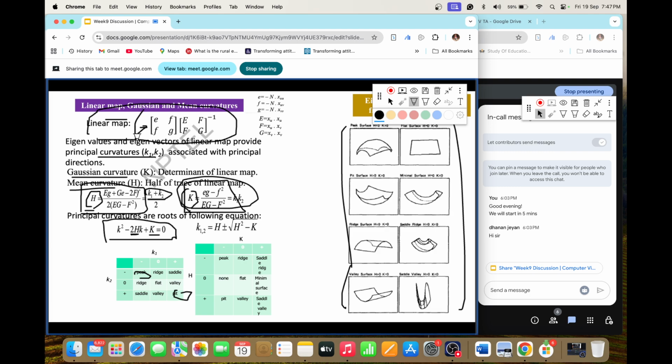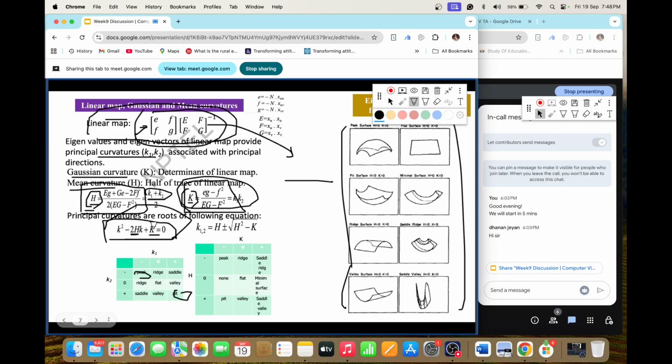Otherwise, always form a linear map. Once you form a linear map, you have to form the characteristic equation. The characteristic equation is nothing but the determinant of A minus lambda I equal to 0. So if you just form the characteristic equation, you can get both the Gaussian curvature as well as the mean curvature. That is better. This is the characteristic equation, and by this you can get both.